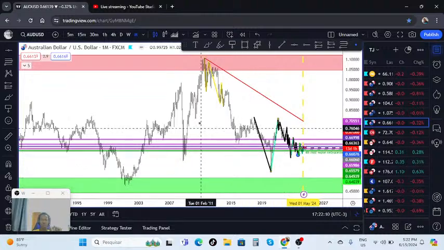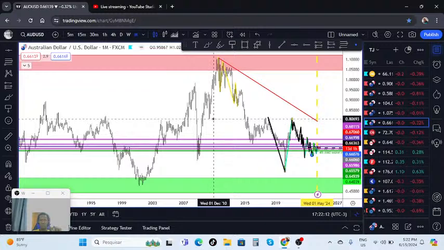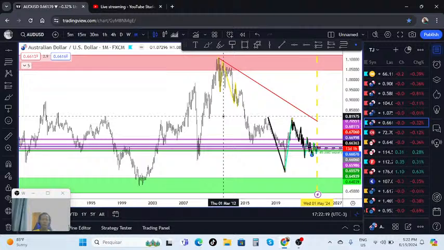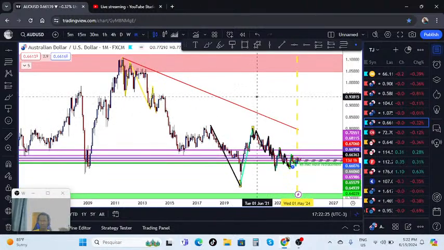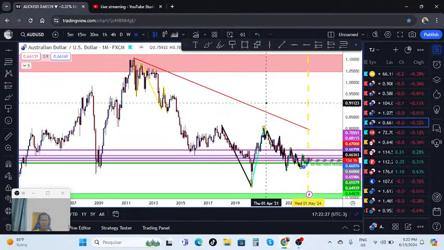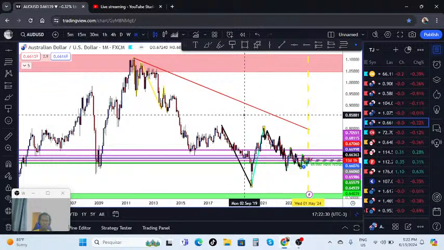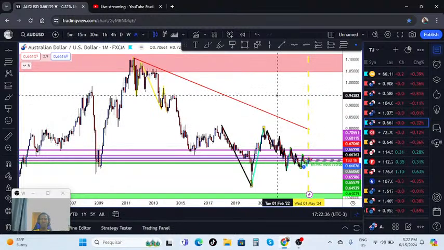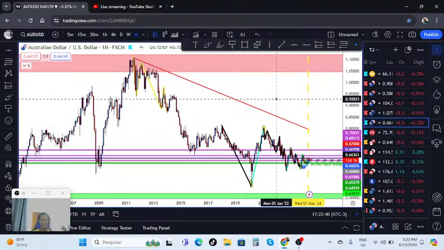Okay, so I'm back again to talk about the continuation of market structure. How to identify market structure and how to properly draw the market structure in the right way. So yesterday, when I was making my first video about this topic, I used the monthly and the weekly time frame. And today I'm going to be looking at the daily and the 4 hour chart.